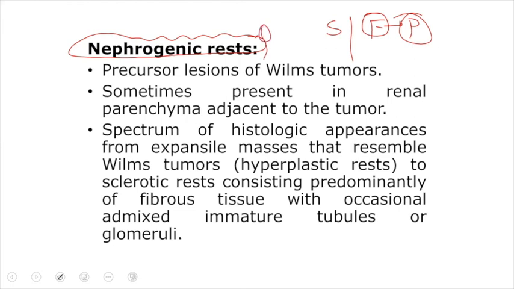So if we appreciate nephrogenic rest in the histology, then it means that we will be developing Wilms tumor in that child, and that can happen in the same kidney, or in both kidneys, or it can be appreciated bilaterally, and it can happen in the contralateral kidney as well. So the basic point is that nephrogenic rest can be asked in the MCQ, and it is the precursor lesion of Wilms tumor.